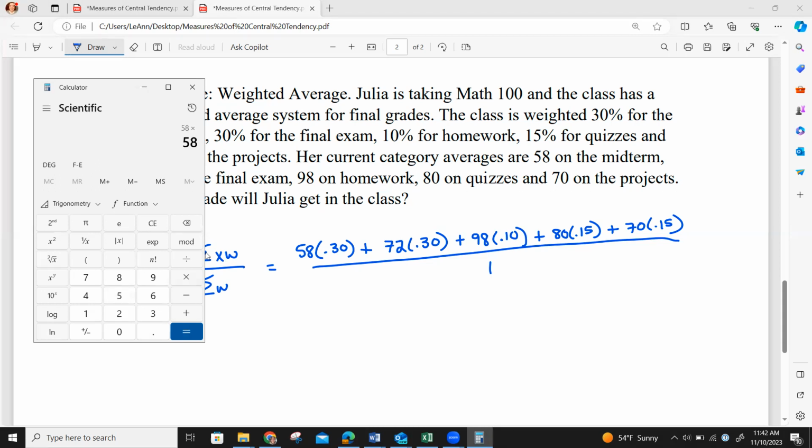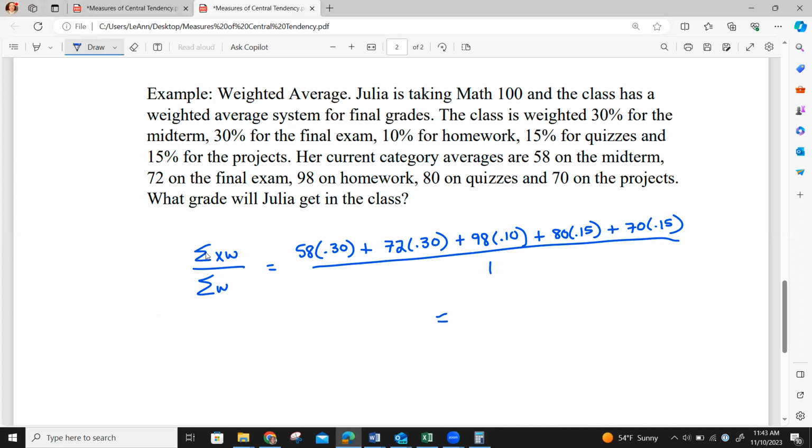So we do 58 times the 0.3 plus 72 times the 0.3 plus 98 times the 0.1 plus the 80 times the 0.15 plus the 70 times the 0.15. And so it looks like Julia would get a 71.3 in the class, which is a C.